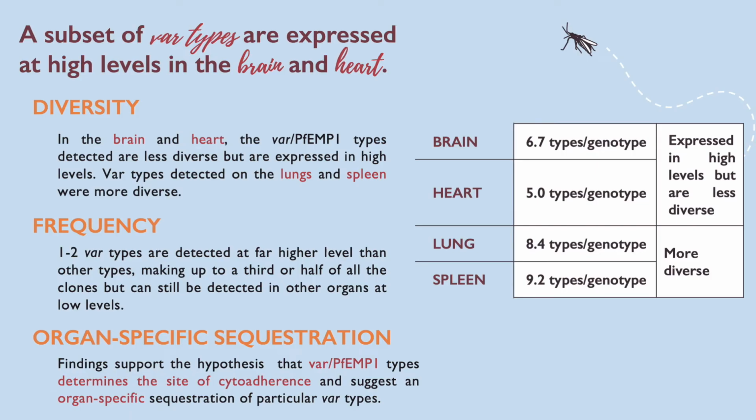Findings show that there is less diversity in the brain and heart, but the VAR types are expressed at high levels compared to the VAR types detected in the lungs and spleen, which are more diverse. In most samples for every organ, there are 1 to 2 VAR types detected at far higher levels compared to the other types. All these findings support the hypothesis that the site of cytoadherence of Plasmodium falciparum depends on the VAR type, and suggest that the sequestration may be organ-specific.